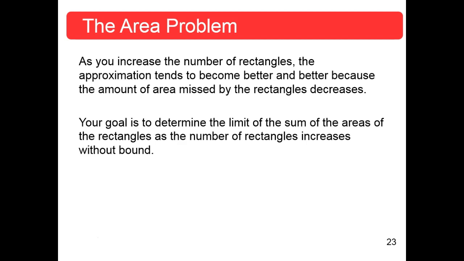the approximation tends to become better and better because the amount of area missed by the rectangles decreases and decreases. Your goal is to determine the limit of the sum of those areas of the rectangles as the number of rectangles increases without bound. As the delta x goes to 0, then your area would be approximating what you had there.